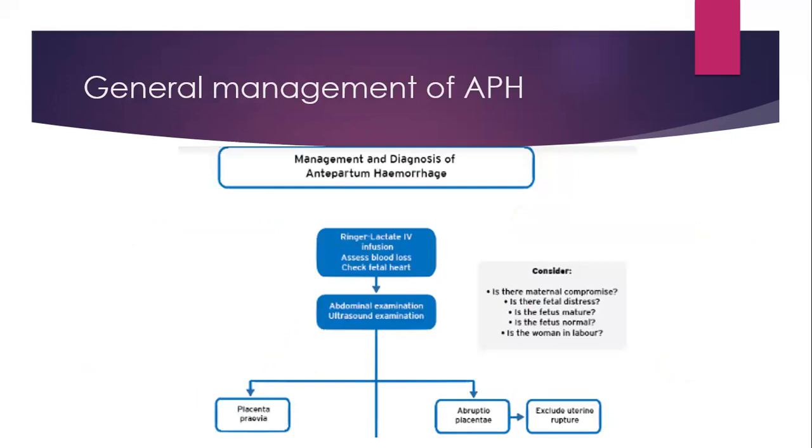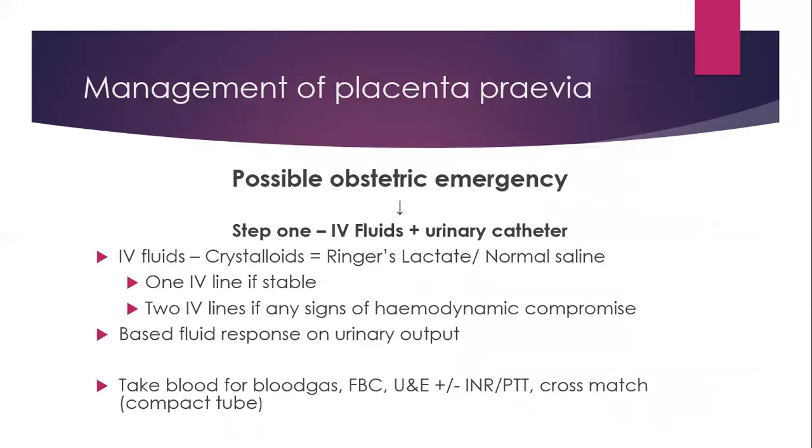Then, when we get to the management of placenta previa, the general management accounts for everything. What is important to realize during the general management of antepartum hemorrhage is nowhere do they mention doing a PV examination. So they do start with IV fluids. IV fluids are your crystalloids, which is most of the time Ringer's lactate. On EM guidance, they do mention if the patient is stable, we do 1 IV line. If the patient has any signs of hemodynamic compromise, we will do 2 IV lines.